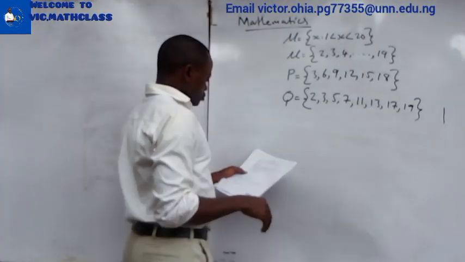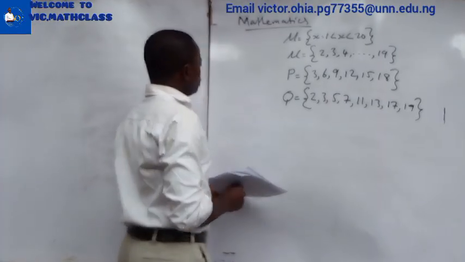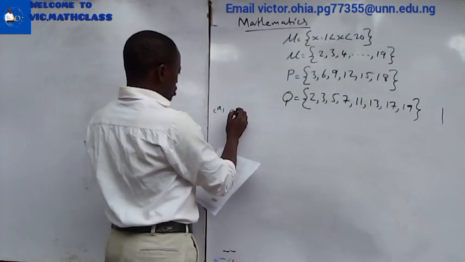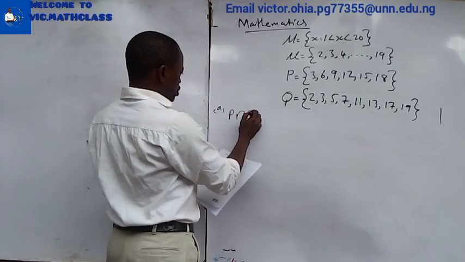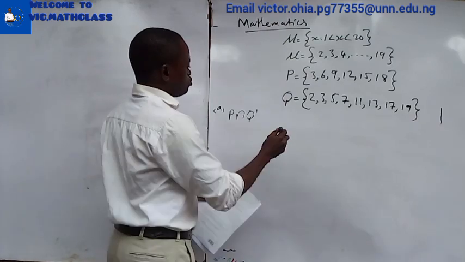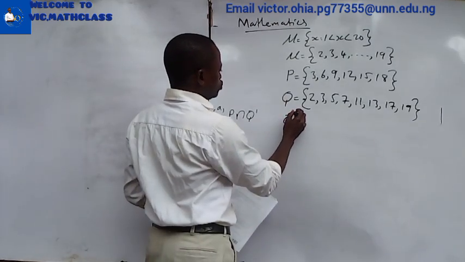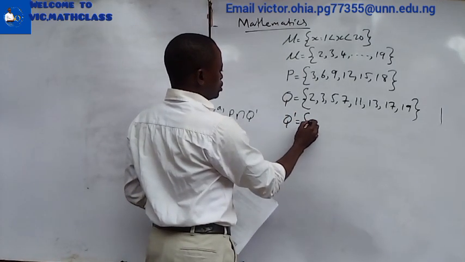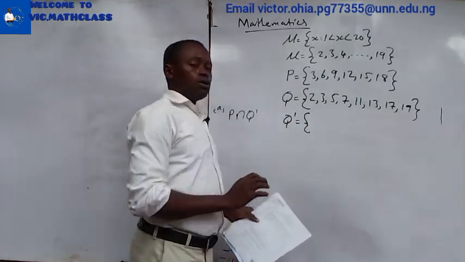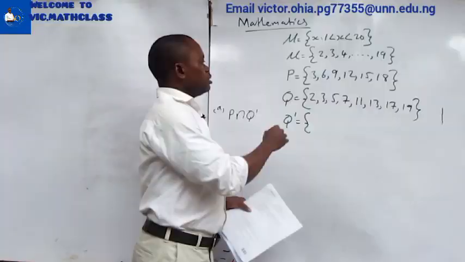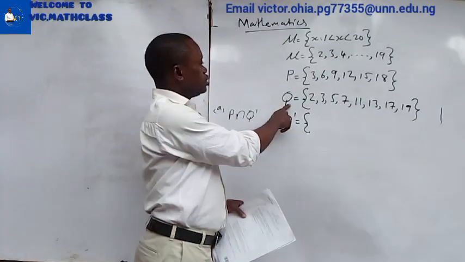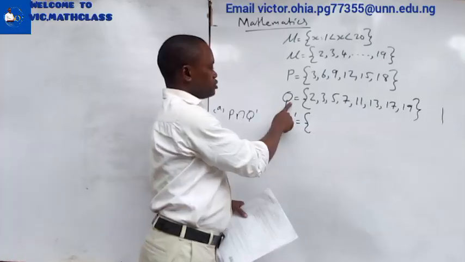So they now ask us to obtain P intersection Q prime. This statement here will make us look for Q prime. So let's look for Q prime, the elements in Q prime. This thing, we call it Q prime or complement, meaning elements that are in the universal set but they are not in Q. Elements that are in the universal set but they are not in Q.